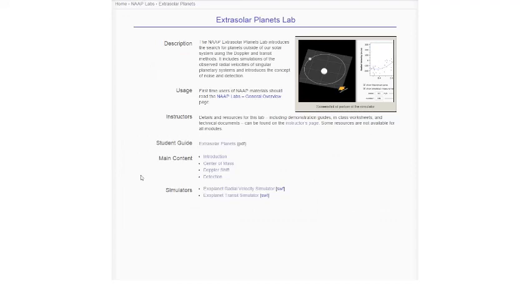So again, the only way you can be familiar with these simulators is by actually going through the student guide. So that's why I encourage you, before starting the quiz, go through the student guide. Otherwise, this doesn't make a whole lot of sense and you won't retain the main concepts.